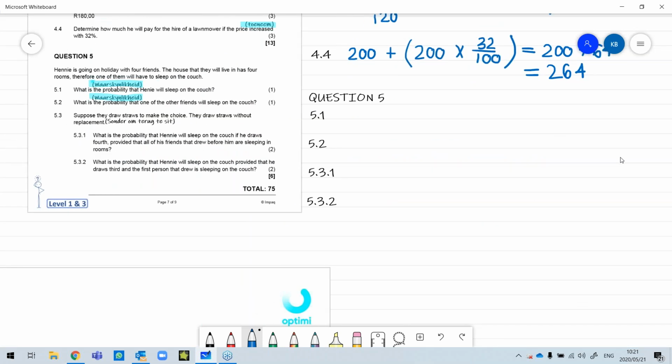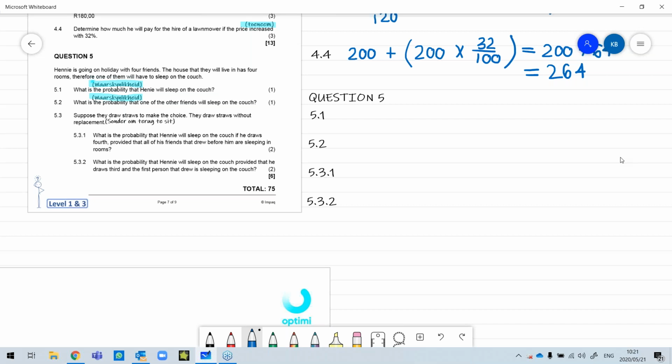Question 5. Henny is going on holiday with 4 friends. The house that they will live in has 4 rooms. Therefore, one of them will have to sleep on the couch. Question 5.1. What is the probability? Now, in Afrikaans, probability is waarskynlikheid. Wat is die waarskynlikheid? What is the probability that Henny will sleep on the couch?